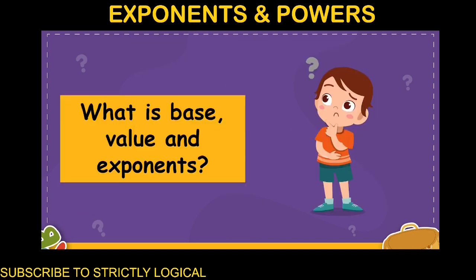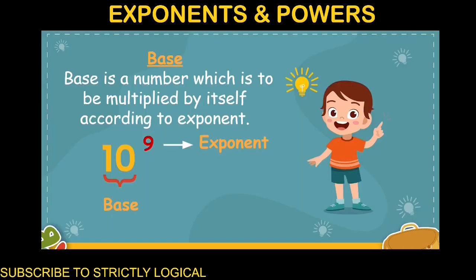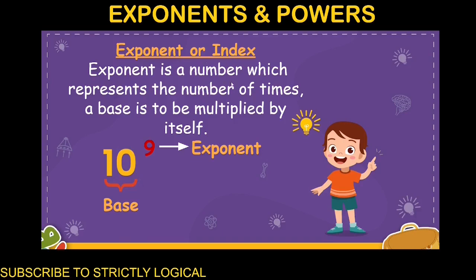So before going into detail in this topic, let's understand the basic terms which we're going to use in this topic. Base is a number which is to be multiplied by itself according to the exponent. The number which is written like this is known as base, and the number which is written in the superscript is known as exponent. Next, exponent or index is a number which represents the number of times a base is to be multiplied by itself.